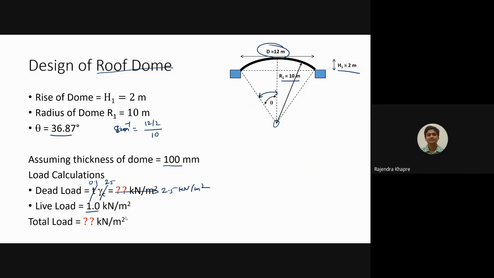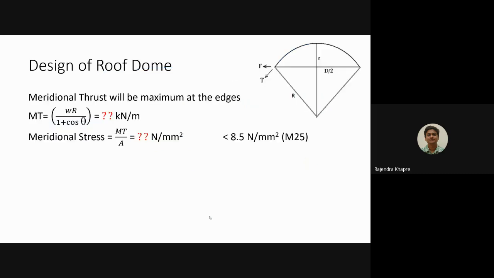Okay, so now if we combine all these loadings, the total load, that is the total UDL coming on the top dome, is something like 3 kilonewton per meter square. Now as you know, this top dome will be subjected to the meridional stresses as well as the circumferential stresses due to the vertical load. So your load will be like this, isn't it?